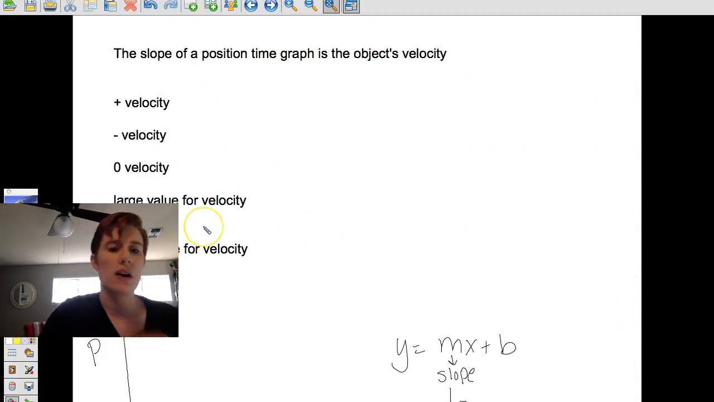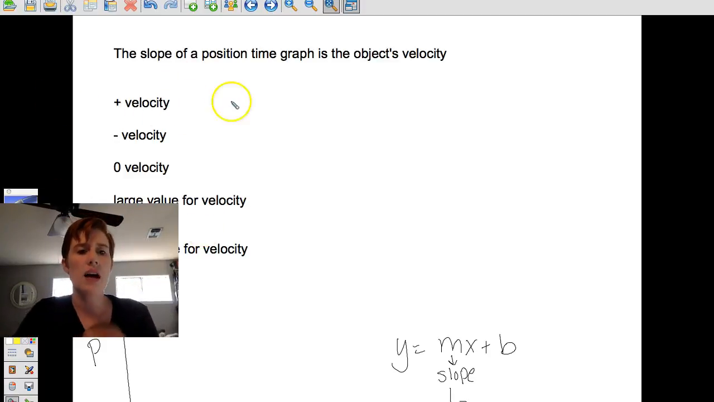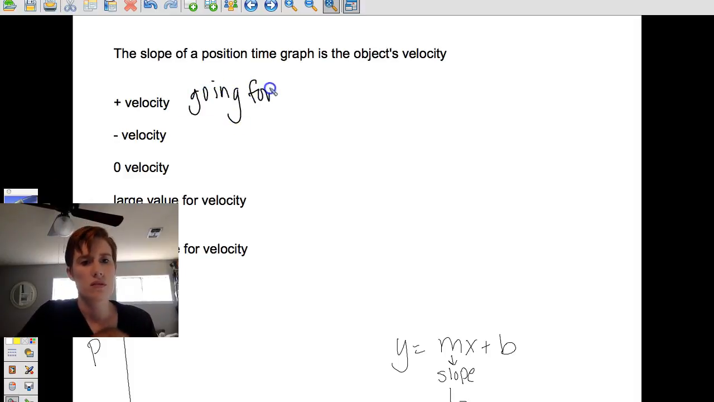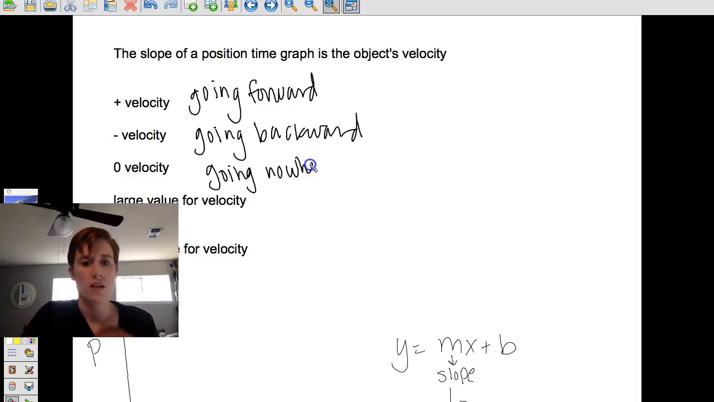Okay, this right here is just a summary of some of the things we discussed. Positive velocity means we're going forward. Negative velocity means we're going backward. 0 velocity means we're going nowhere. That's a flat line. Backward is a downward line. Forward is a positive line.